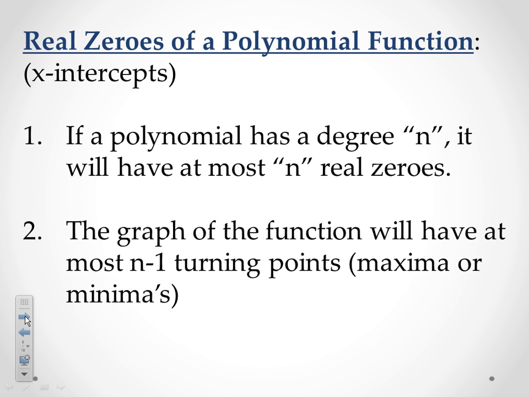Number two, the graph of that function will have at most n minus 1 turning points, or maximas or minimas. So if you've got a degree of 3, then you're going to have 2 points where the graph changes directions. Those turning points are where, instead of going up, it starts coming down, or where it was decreasing, it all of a sudden starts increasing. So the number of turning points is always going to be 1 less than the degree of the polynomial.